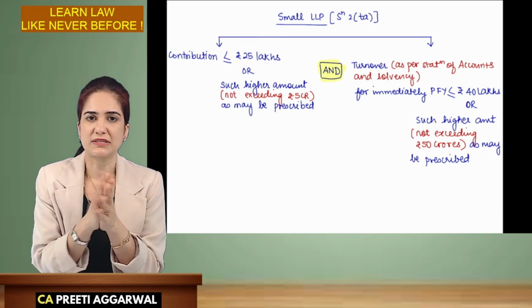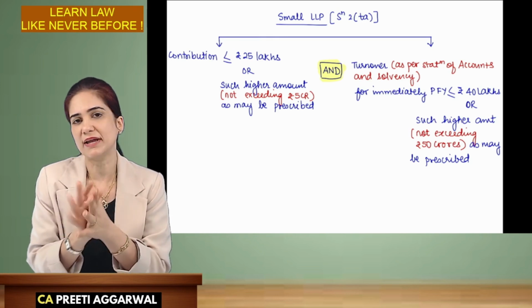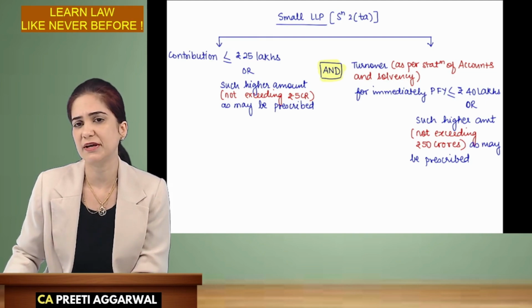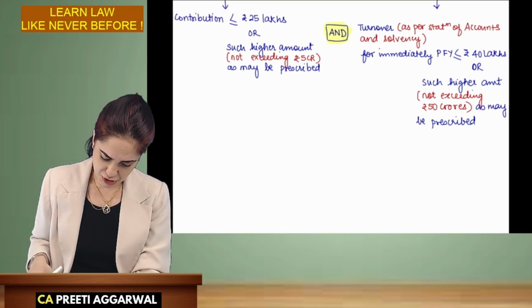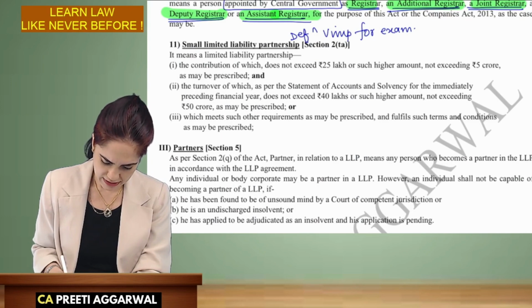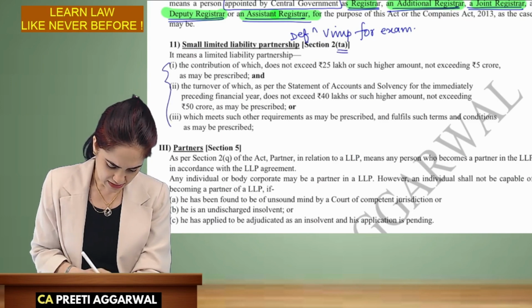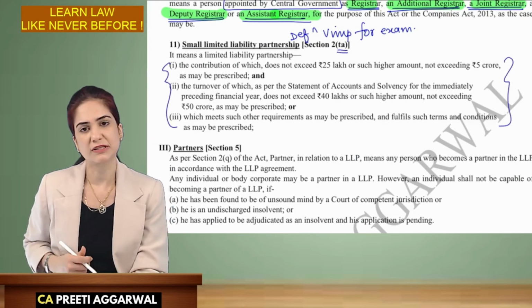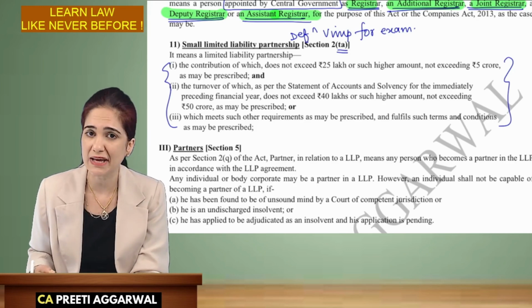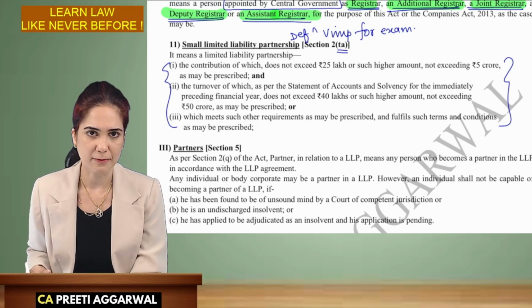Both the requirements have to be complied with. Only then will you be considered a small LLP. There are various privileges which will be given to them. So the definition is under section 2, clause (ta). Please learn the definition. There are certain other requirements which may be prescribed later, which they have to fulfill if they want to claim the status of a small LLP.